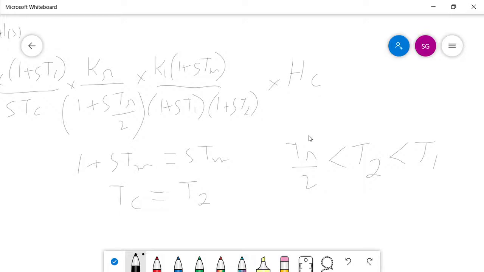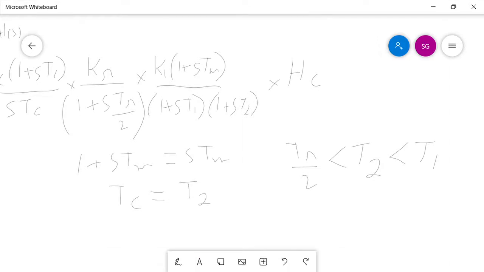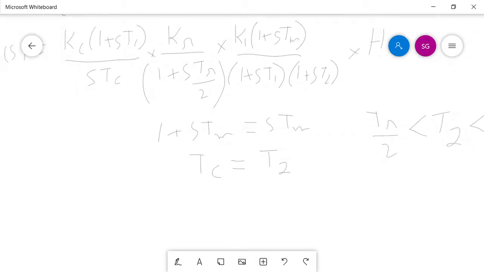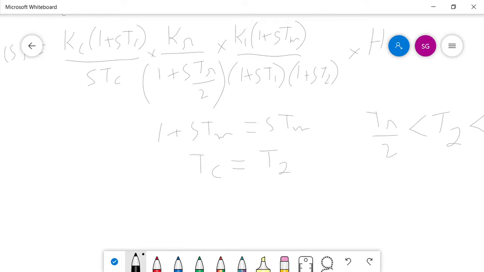So moving further, in the last lecture we have decided our time constant of this controller to be equal to T2. Okay, then what will happen? 1 plus STc will equal 1 plus ST2, so we can cancel this term.